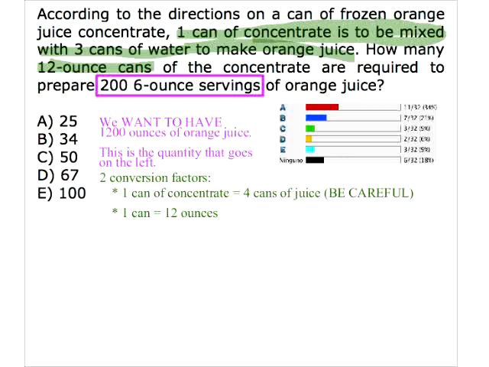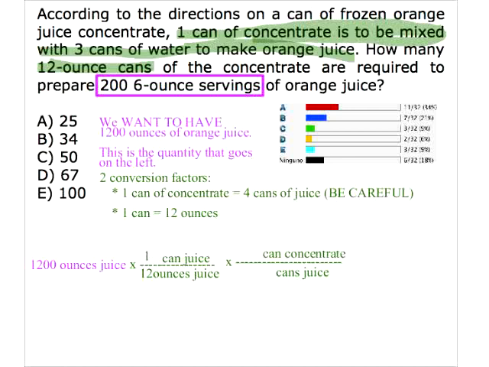It's 1,200 ounces of juice. So make sure you don't just write ounces. It's ounces of juice, times, we'll get that in a second. 1,200 ounces of juice times. We want to get rid of ounces, so ounces of juice has to go on the bottom, which means that can of juice goes on the top. So 1 can of juice is 12 ounces of juice. And then times, we've killed the ounces of juice. 4 cans of juice gives you 1 can of concentrate. So cans of juice, can of concentrate, and the numbers on that one are 1 and 4.